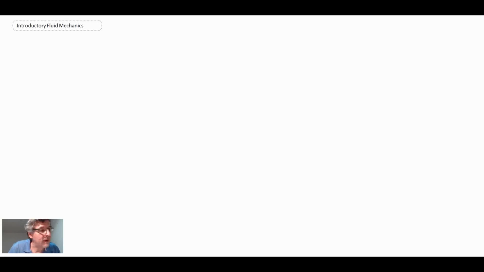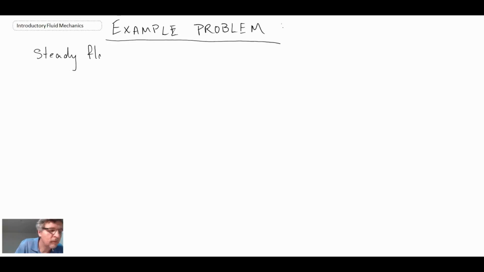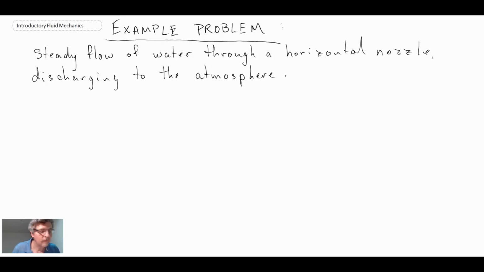We're now going to take a look at an example problem involving the application of the Bernoulli equation. So what we have is a nozzle, and it is flowing water through the nozzle and discharging to the atmosphere. So let's draw out the nozzle.